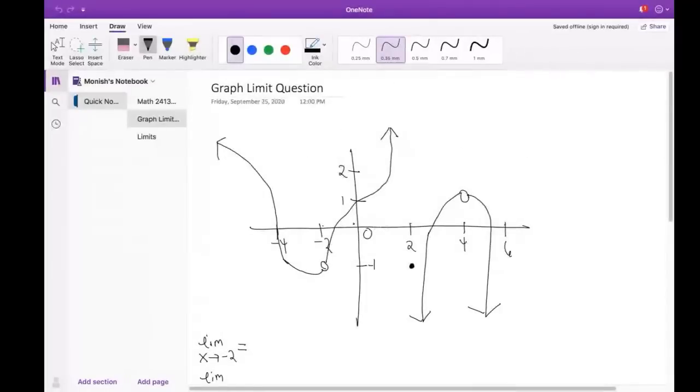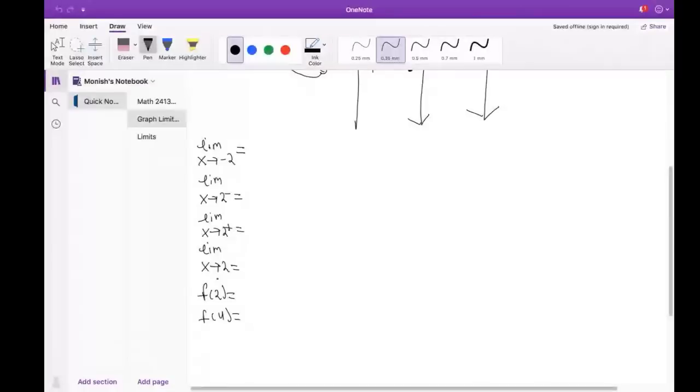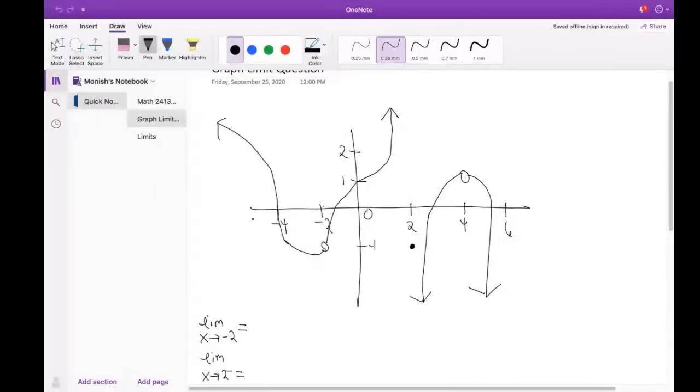So if they gave you some graph like this with just a bunch of different curves and different functions in here, they could give you a series of different limit examples, and you would have to be able to identify the limit using the graph. So if we went through each one, limit as x approaches -2. So we go to x equals -2.